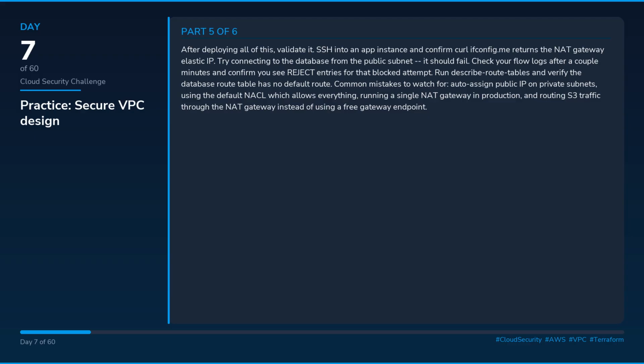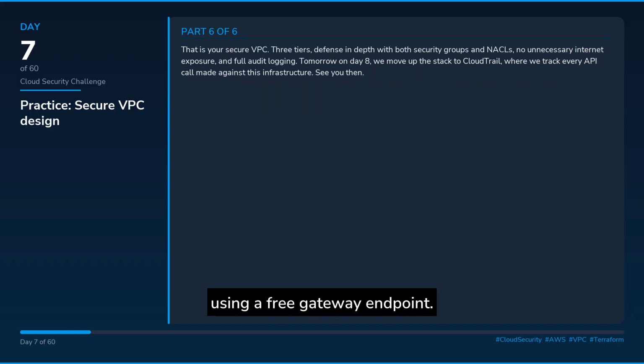Common mistakes to watch for: auto-assign public IP on private subnets, using the default NACL which allows everything, running a single NAT gateway in production, and routing S3 traffic through the NAT gateway instead of using a free gateway endpoint. That is your secure VPC. 3 tiers: defense in depth with both security groups and NACLs, no unnecessary internet exposure, and full audit logging.